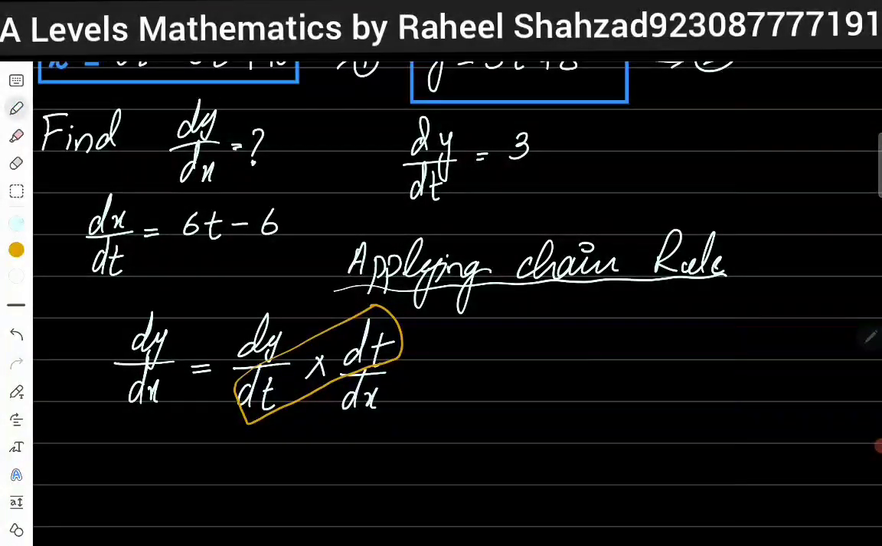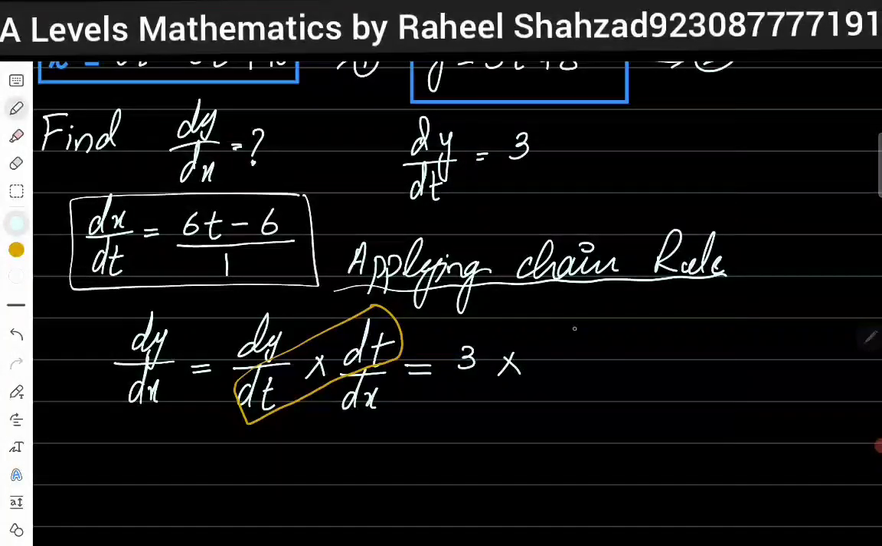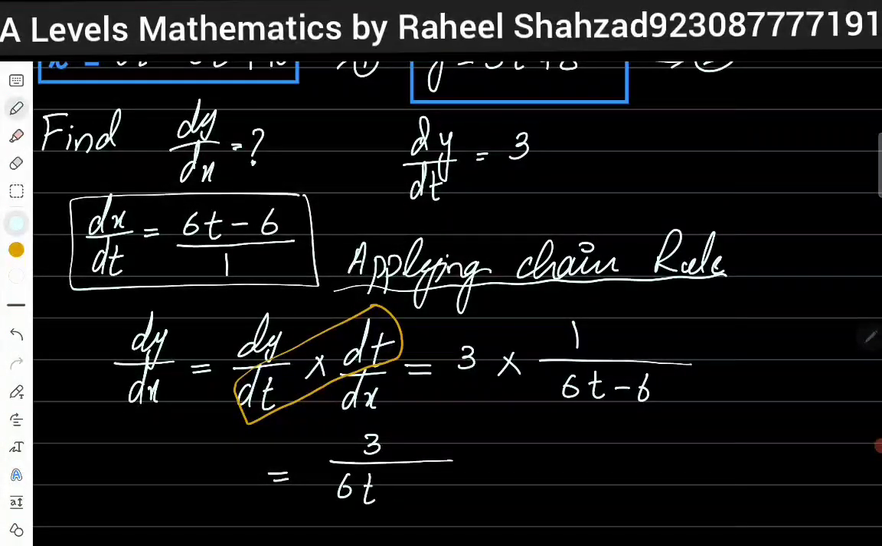In the question, we have dx by dt given. We calculated 6t minus 6. So now let's put these values in it. Now dy by dt is 3 and dt by dx is the reciprocal of dx by dt. So this is how we do it, 6t minus 6. That means this is 3 divided by 6t minus 6. That is your dy by dx in terms of t.